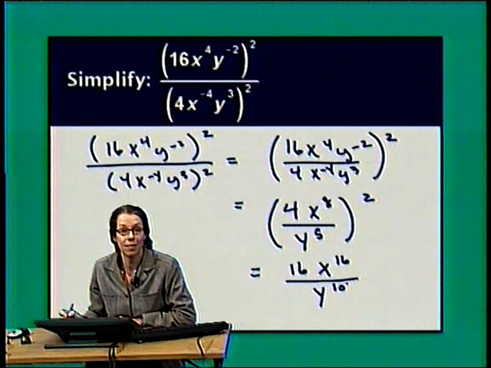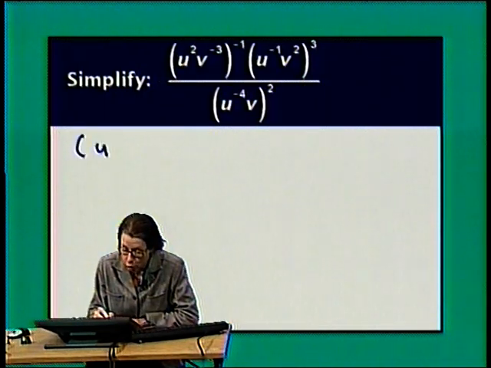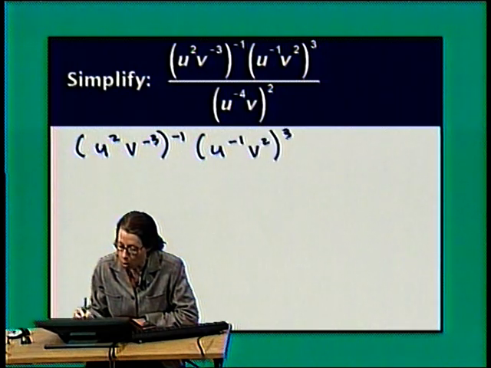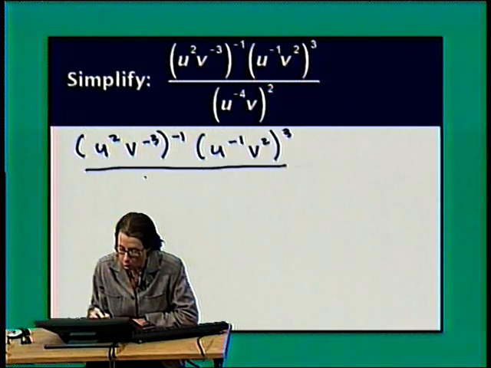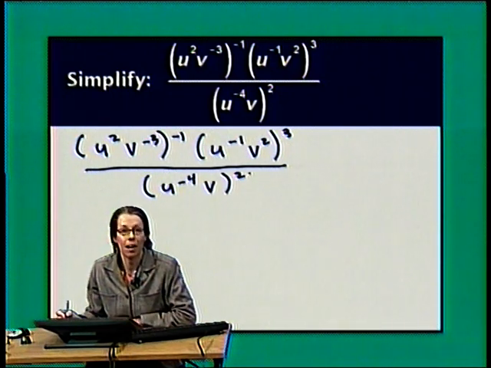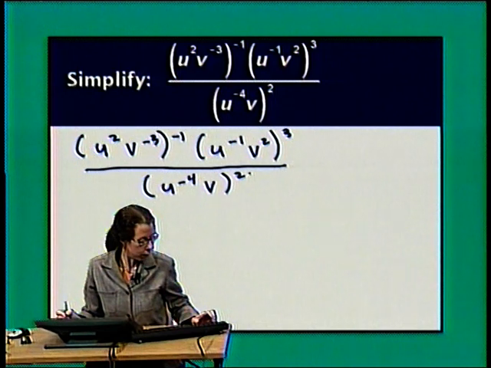y to the 10th. So here we have u squared v to the negative 3 to the negative 1 power times u to the negative 1 v squared all cubed. This is all over u to the negative 4 v squared. Again, a couple of different things I can do to start here. I think this time I'm going to take that first expression.